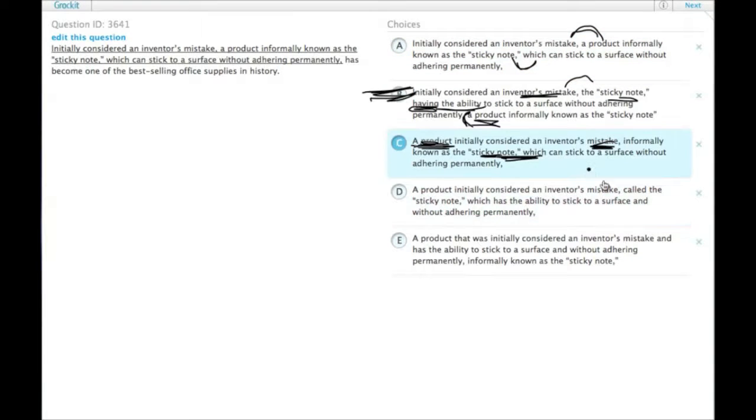D, product initially considered an inventor's mistake called the sticky note. We wouldn't want to have a comma here, which has the ability to stick to a surface. We would just want to say which can, so that's a couple of things we can cross off D. E, a product that was initially considered an inventor's mistake and has the ability to stick to a surface without adhering, again, has the ability to as opposed to can, so it is wordy, so we can cross off E. Of the two between A and C, we are definitely better off with A because it moves the subject closer to the verb.